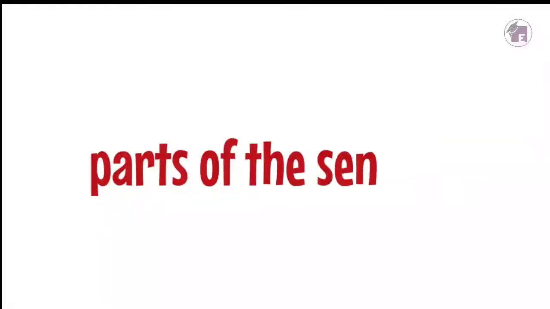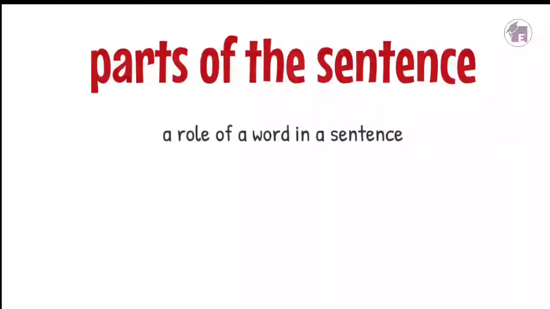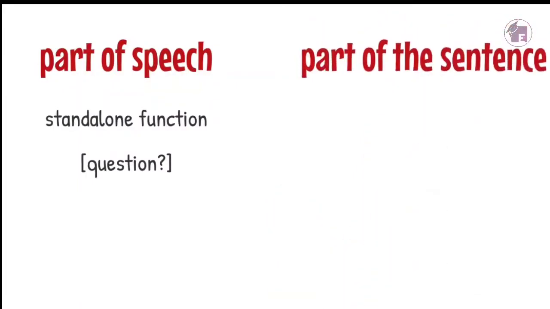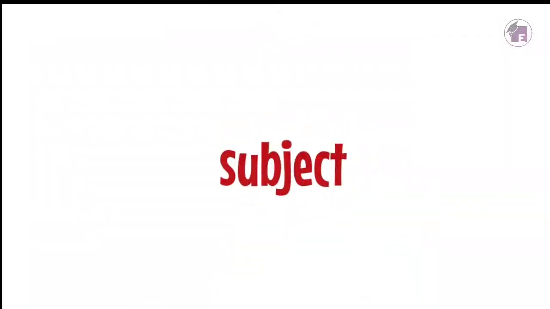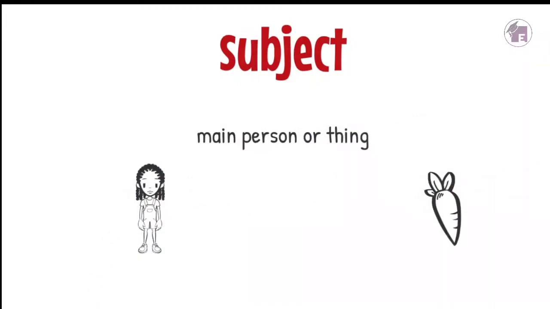Okay, now let's talk about parts of the sentence. A part of the sentence is a role that words play in the sentence. If a part of speech describes a standalone function of a word and what question it answers, a part of the sentence shows its behavior in the sentence. The most important part of the sentence is a subject. A subject is the main person or thing we talk about in the sentence.